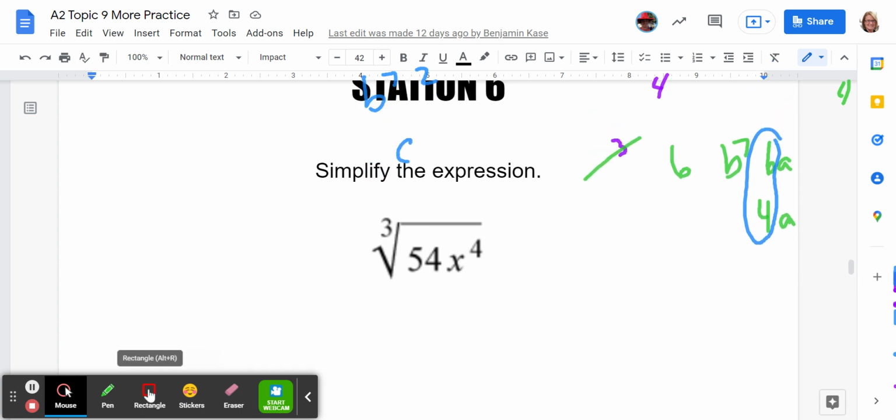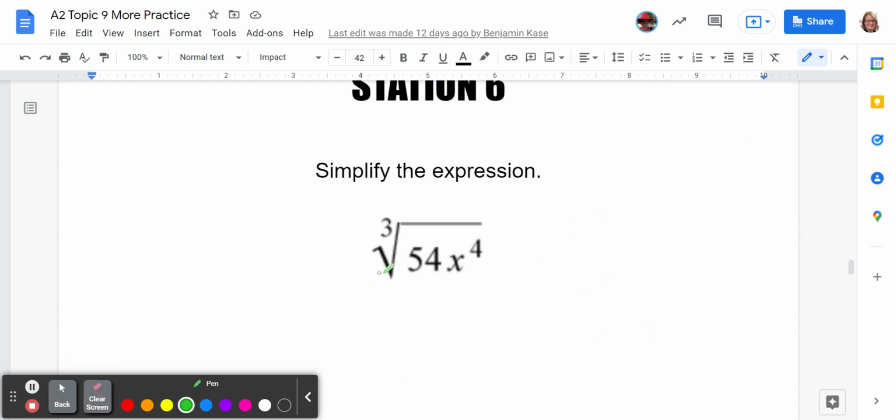Okay, let me go ahead and clear my screen here. We're going to go through and simplify this. They want the cube root of 54x. Okay, as a reminder, you can split 54 into 9 and 6, and that's like saying 4 x's. Okay, we want buddies of 3.